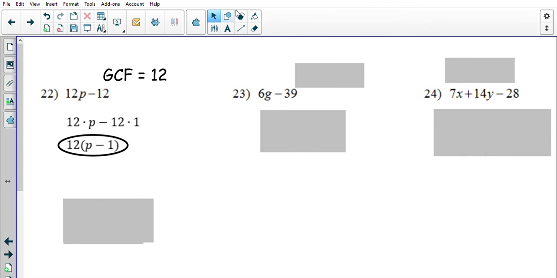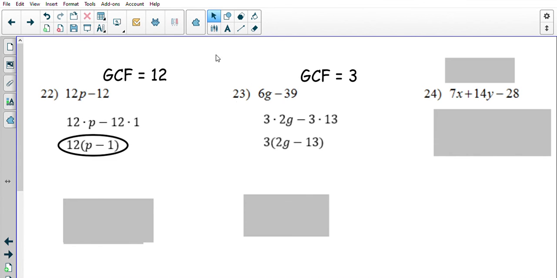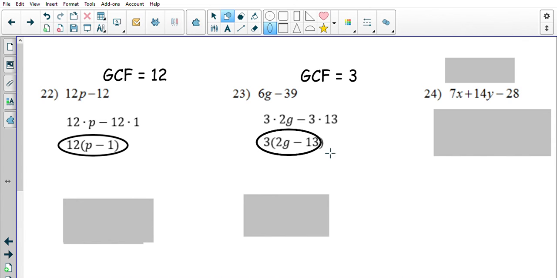Number 23, 6g minus 39. Greatest common factor is 3. 6g becomes 3 times 2g. 39 becomes 3 times 13. 3 goes outside the parentheses. 2g minus 13 inside the parentheses.